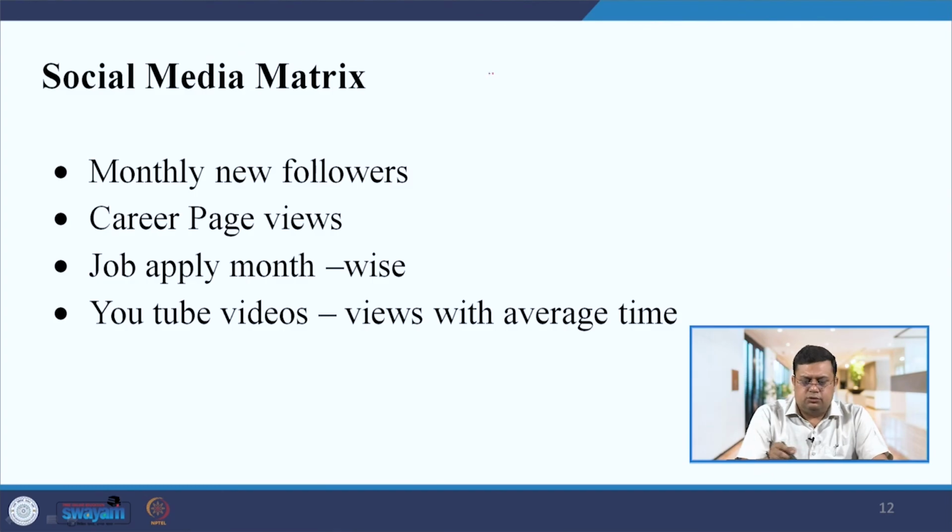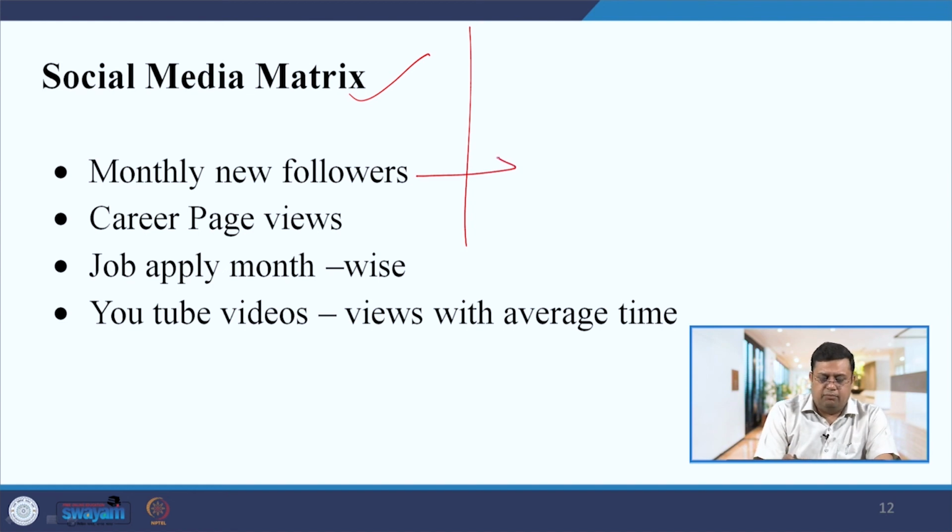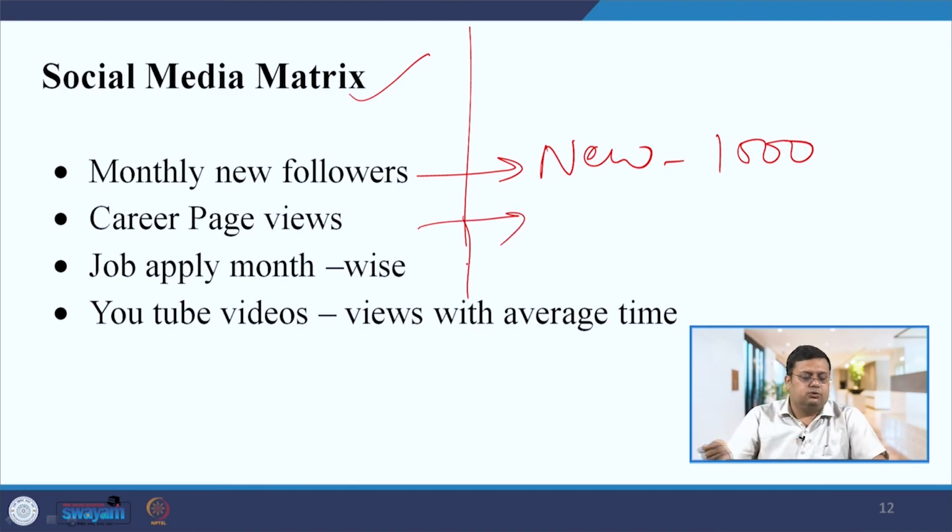And on social media also you can see. In order to understand, you can develop a social media matrix; these are 4 parameters that you can see, or if you would like to add some more parameters, you can add them. First, monthly, how many new followers are added, 1000, any number, so that you can check for your organization on different social media pages how many new followers are increasing, how many people are visiting your career page view, and job apply month wise, right, how many people are applying every month. So what is the trend? That is what you can see.